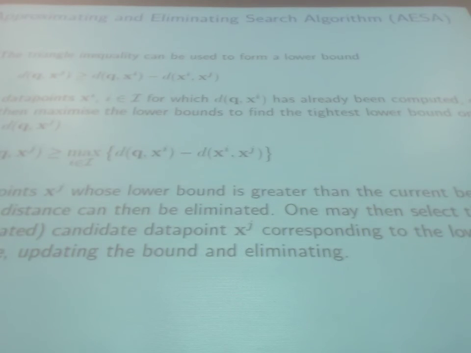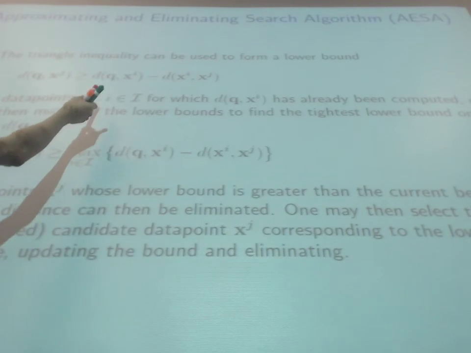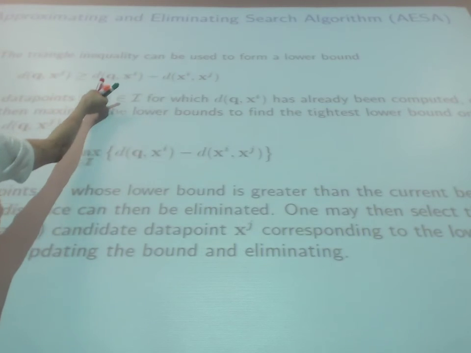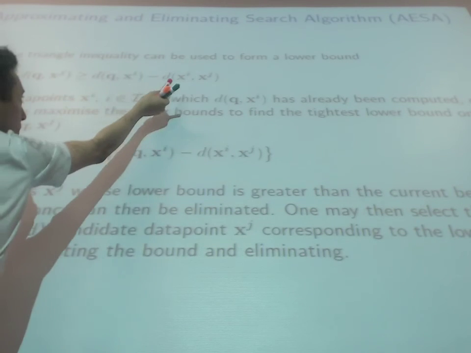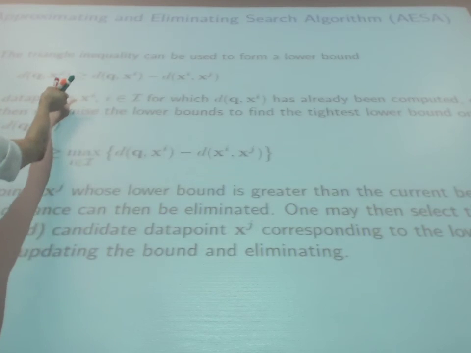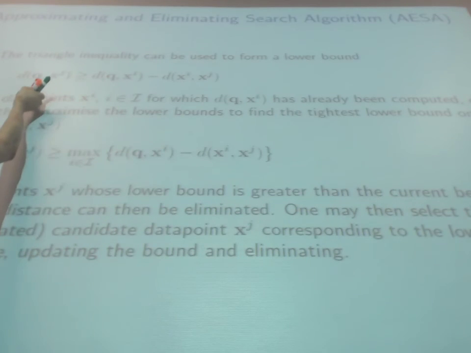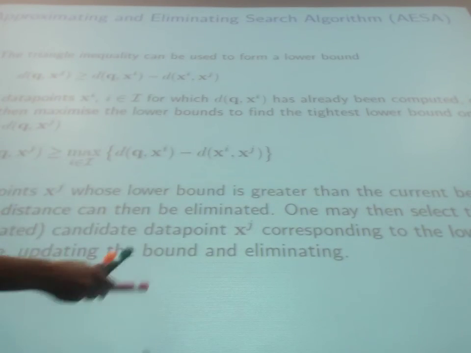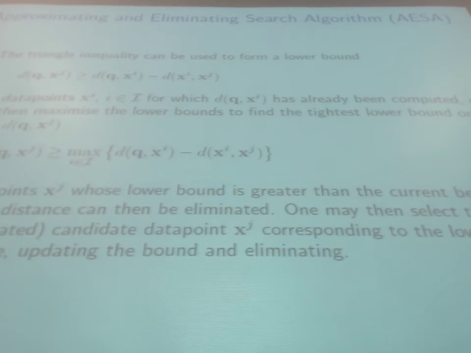Well, we know the distance between q and xi is less than the distance between q and xj plus the distance between xj and xi. So just flip that around to say the distance between q and xj is bigger than this distance here. Okay, so this thing could be negative, but it doesn't matter too much about that. If you want, you could put a minimum of 0 on this distance, but it's not really necessary.